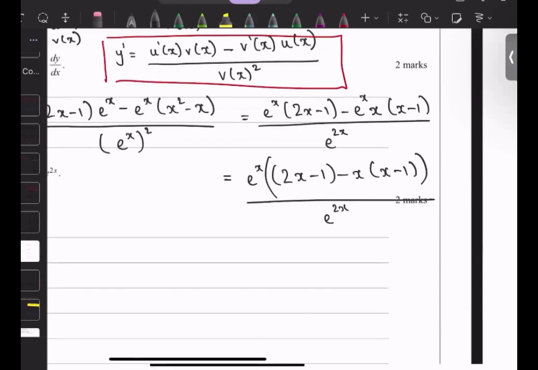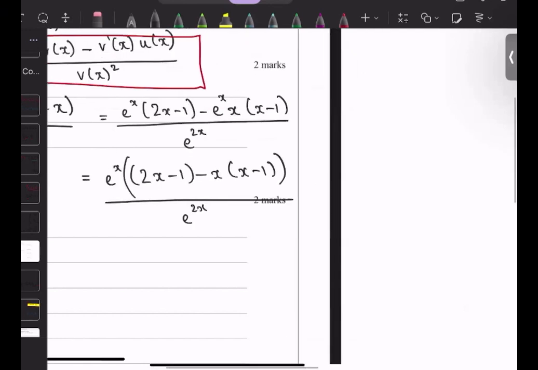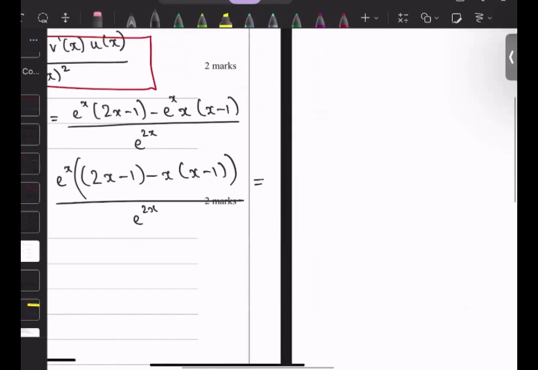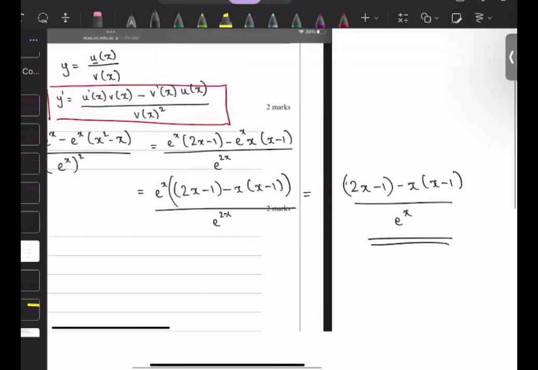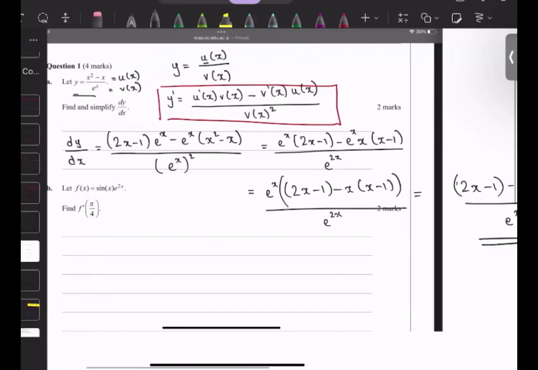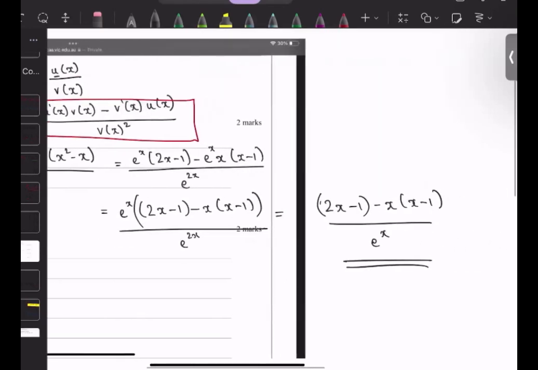So we've got e to the x and e to the 2x here. If we use our index laws, we can see that e to the power of x over e to the power of 2x is just 1 over e to the power of x. So we're just left with 2x minus 1 minus x times x minus 1, all over e to the x. And this is the simplified form of the solution to question 1a. So this will give us 2 marks if we show all our working.